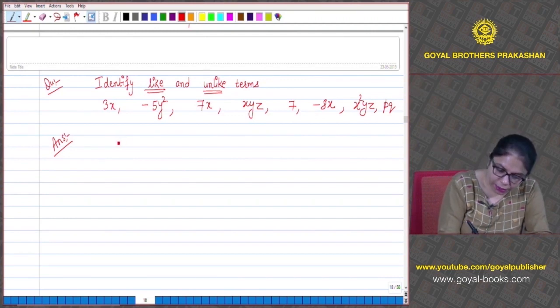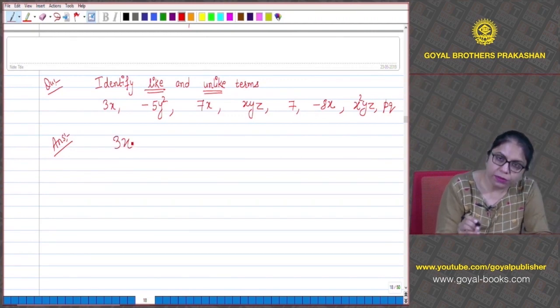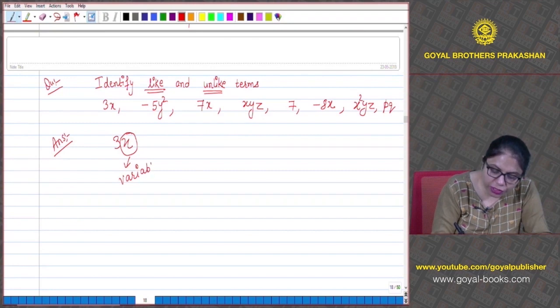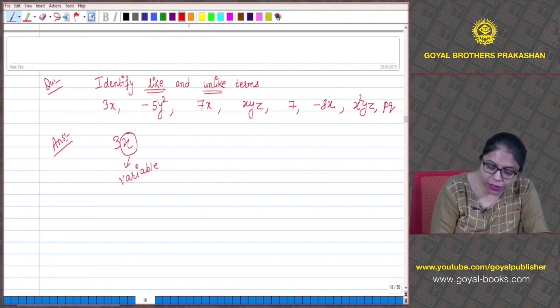See, 3x. In this term, what is the variable? Variable is x. And the coefficient of x is what? Coefficient of x is 3. So 3 is not the constant. 3 is the coefficient of x.